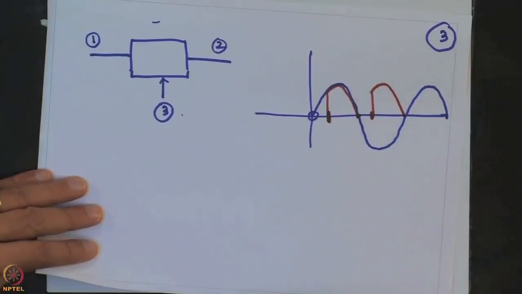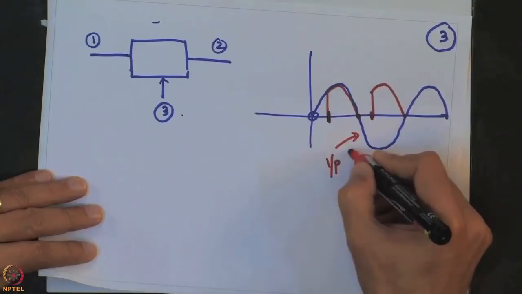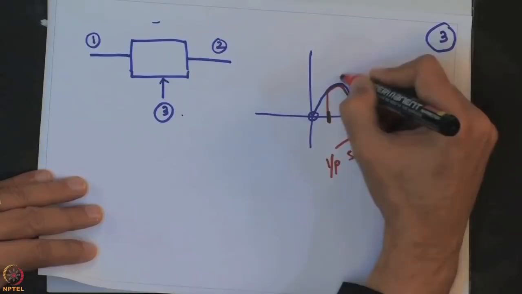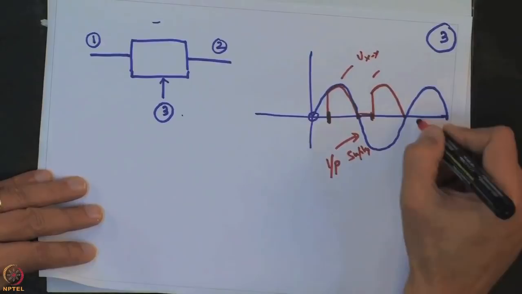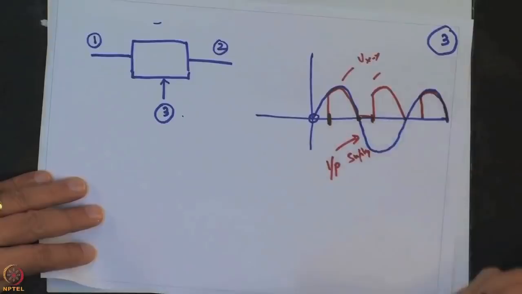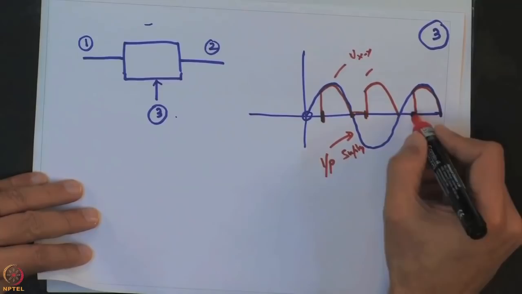So what you see here is your input supply, and what you see in red on top is the voltage XY. And the cycle continues. Again, in the third lobe, suppose you have delayed the control pulse through terminal 3 up to some point, you will get this. So this train would continue.